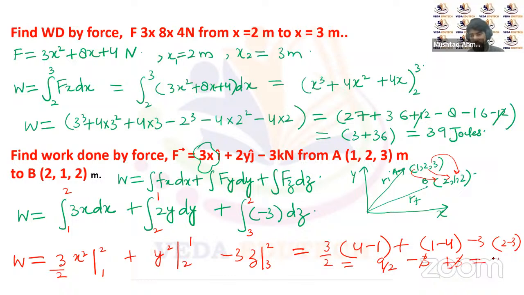We will have the net work done of 9 by 2 joules, or we can say the net work done is 4.5 joules. So the net work done by this variable force 3x i cap plus 2y j cap minus 3k from position A to B is 9 by 2 joules. This is how we can calculate the work done by variable forces.